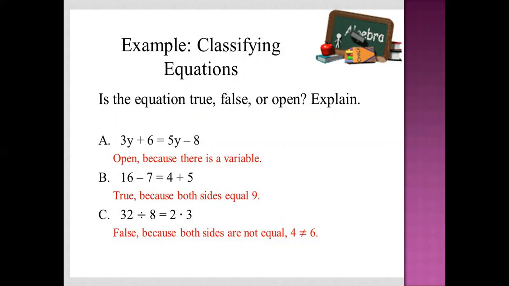16 minus 7 is equal to 4 plus 5. True because both sides are equal to 9. 32 divided by 8 is equal to 4 and 2 threes are 6, which is not equal, so the sentence is false. These are a few examples which you can easily define. The first sentence is an open sentence. The second one is a closed sentence, but it is true. And the third one is a false closed sentence because no variable is used.